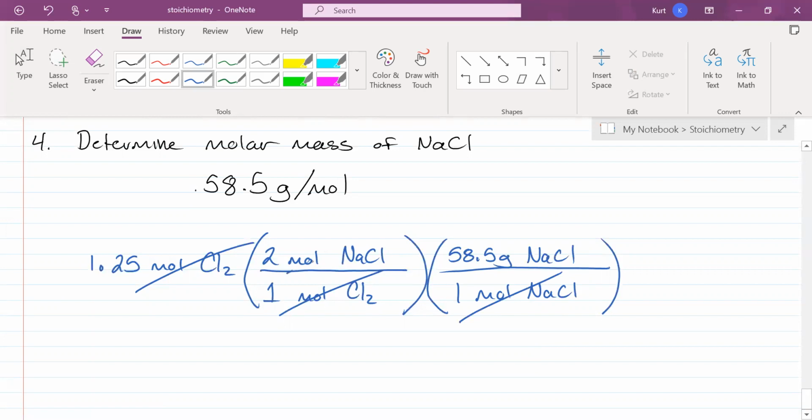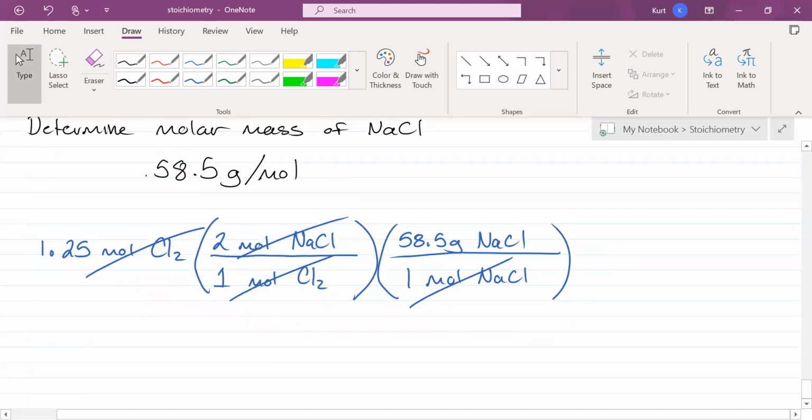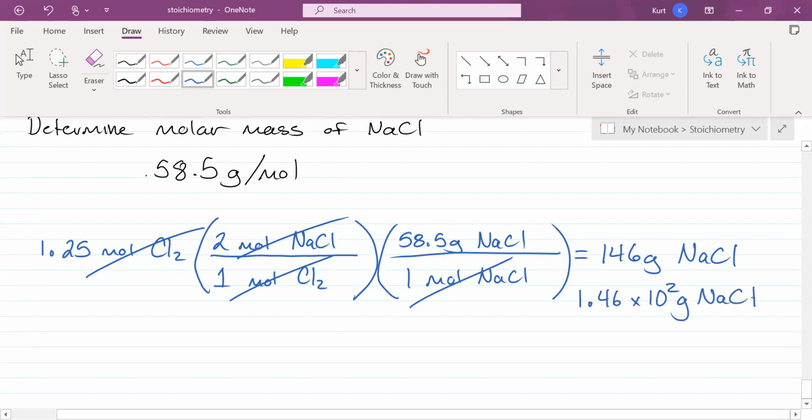That's the molar mass. Kendall, if I stopped setting up my problem now, what would my answer be measured in? Grams of NaCl. Is that what we want? Yes. So you're done setting it up. So let's do the math. 1.25 times 2 times 58.5. I have 146 grams of sodium chloride. That would be one acceptable answer. Another acceptable answer would be 1.46 times 10 to the second grams of NaCl. Either answer would be accepted.